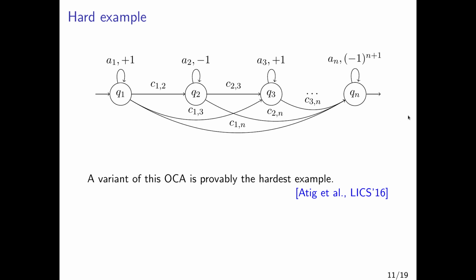So now each transition has an individual letter. So you record how many times you've looped in each state, and then on all transitions, using these different input symbols, you record in the input word which subset of the states you visited. And you can show that this is the hardest example, or well, a variant of this language is the hardest example, meaning that if you can have a polynomial translation for this OCA, then you can have a polynomial translation for all OCA. So this is really a complete or hard language.